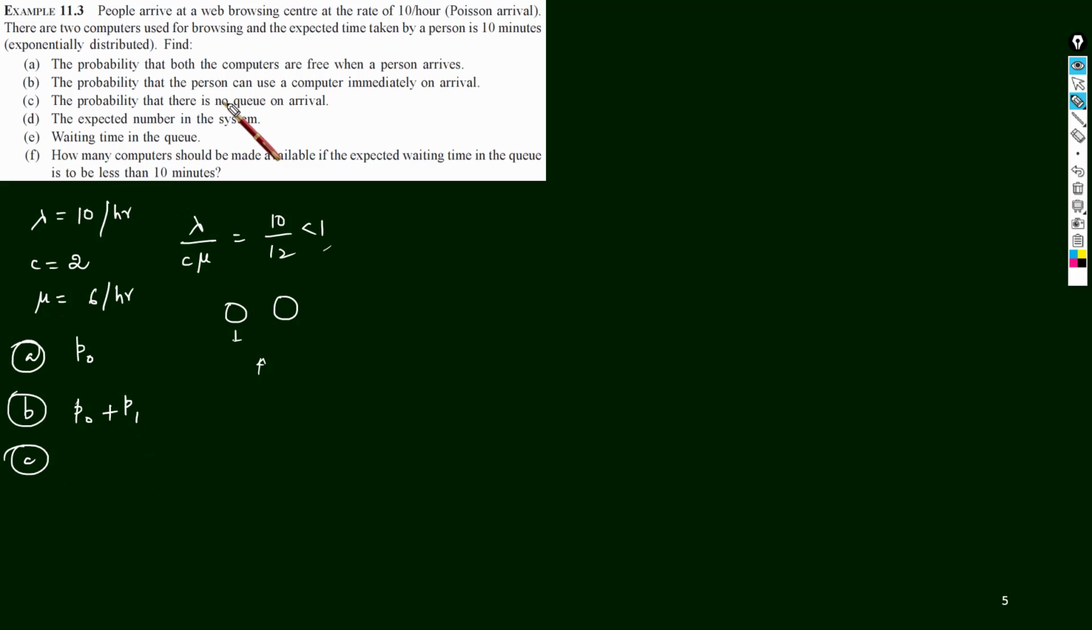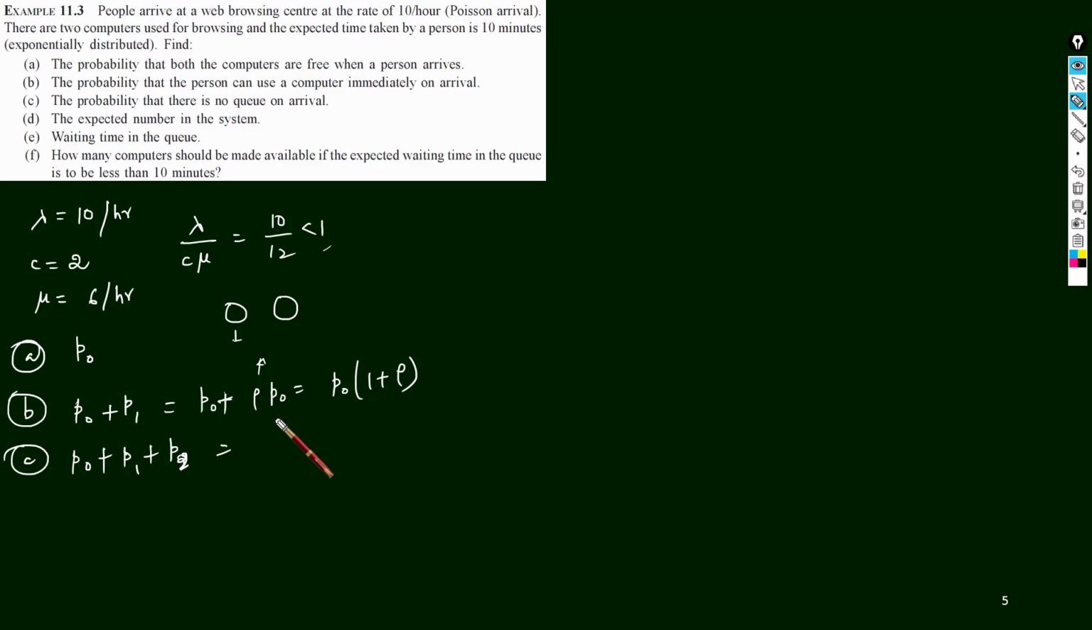See, the probability that there is no queue on arrival. As soon as one person comes, he sees that there is no queue. When can that happen? Either there is no customer in the system, so there will be no queue, or there is one customer in the system, then also there will not be a queue, or there is a chance that there are 2 customers in the system. Here we can write P naught plus rho into P naught, that is P naught into 1 plus rho.